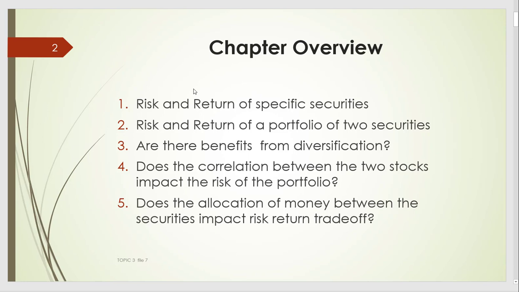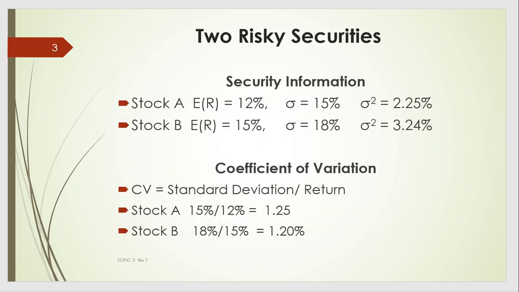Meaning, does the correlation, positive correlation or negative correlation or zero correlation, have any impact on the standard deviation of the portfolio and hence the coefficient of variation? The answer is yes. Does the allocation of money between securities, meaning how much I invest in A versus B, impact the risk-return trade-off? Very definitely. We're going to find unfavorable combinations and favorable combinations, and we'll call those favorable combinations the efficient frontier, and we'll see all of this later. Let's begin with the two stocks.